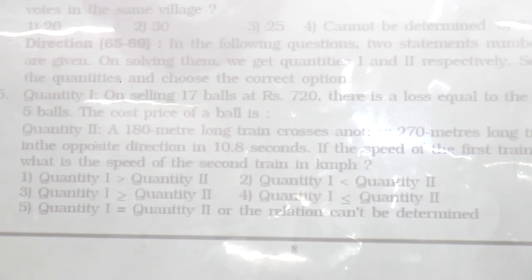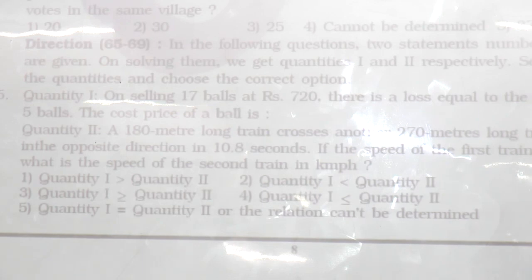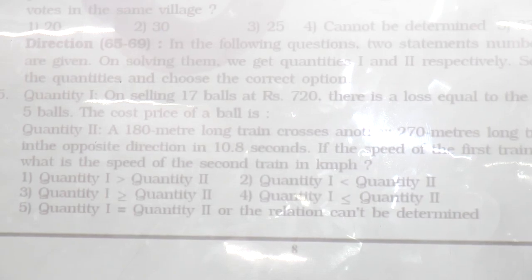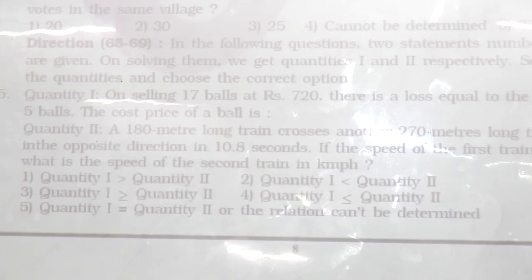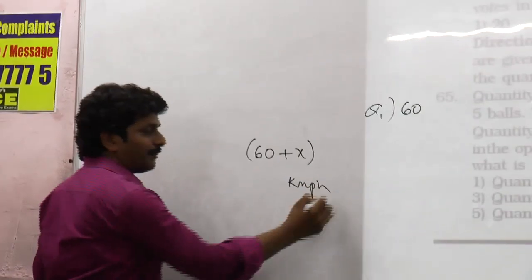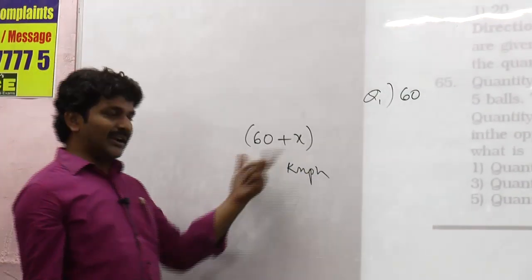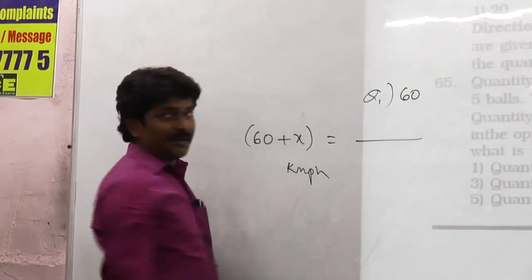Next, quantity 2. A 180 meters long train crosses another train 270 meters long running in the opposite direction in 10.8 seconds. If the speed of the first train is 60 km per hour, what is the speed of the second train in km per hour? If both the trains are running opposite to each other, relative speed becomes S1 plus S2. S1 is already given as 60. S2 is, let's say, x km per hour. The entire value is in km per hour. This is relative speed. Speed is equal to distance by time.